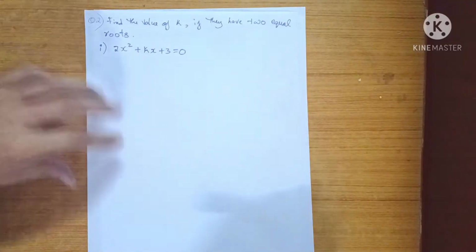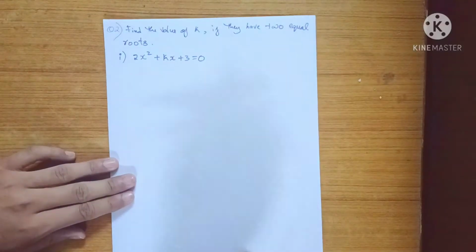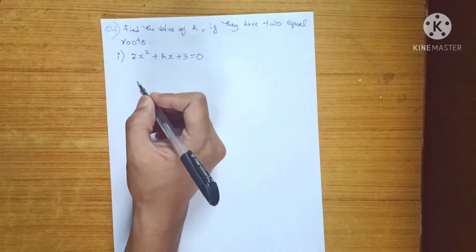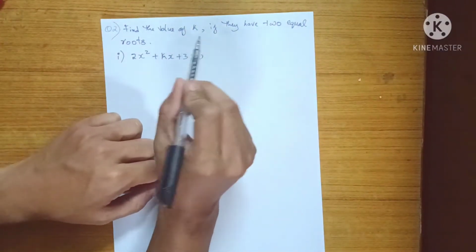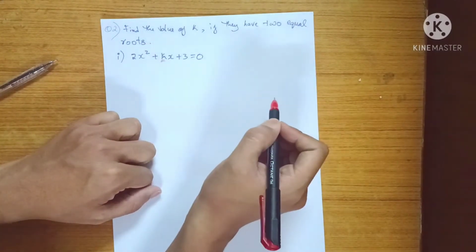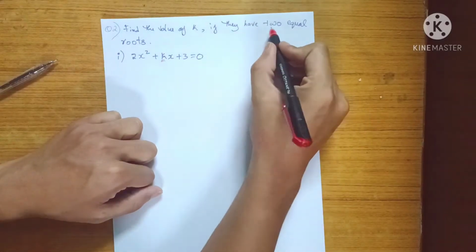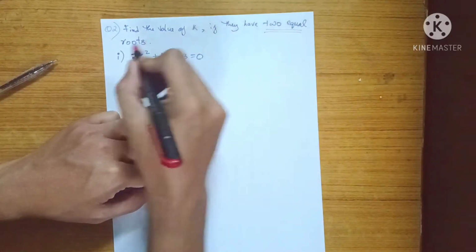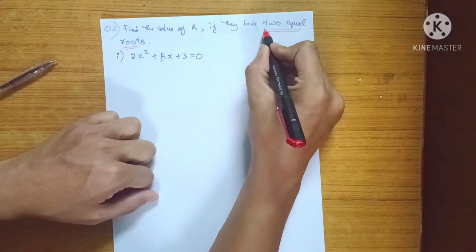Okay, let's do 4.4, question number 2. Number 1, find the value of k. We have to find the value of k if they have two equal roots. This is the part you have to read carefully.